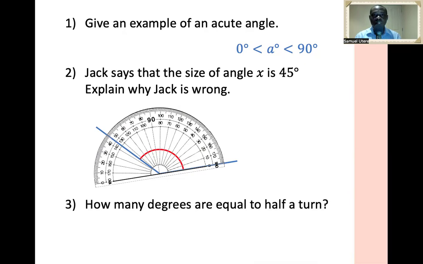Number 2, Jack says that the size of angle X is 45 degrees. Of course, we can see it's not 45 degrees. Jack has read the outside scale, but we can see that the angle is obtuse. The vertex and the line segment of the angle that lines up with 0 is the inside scale. So it is clearly not 45 degrees.